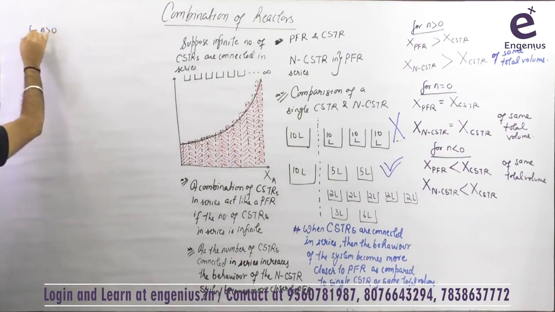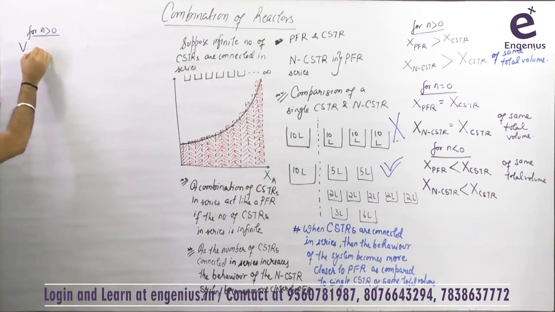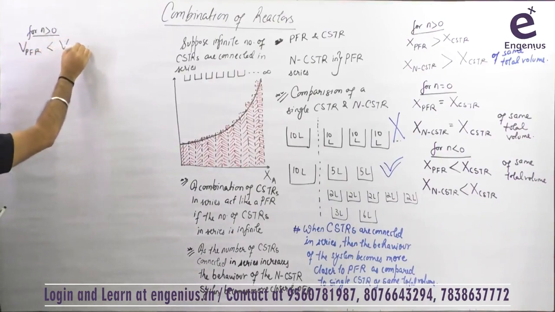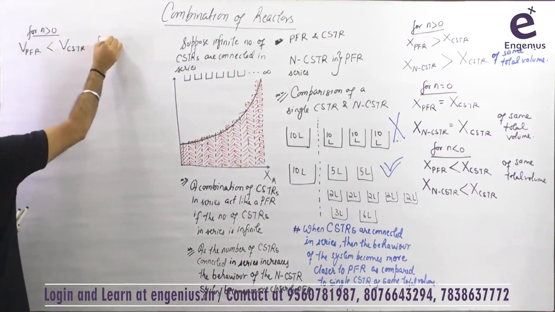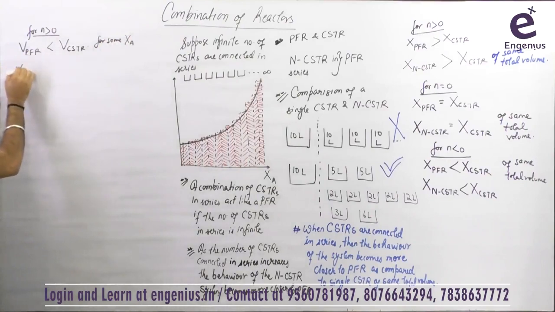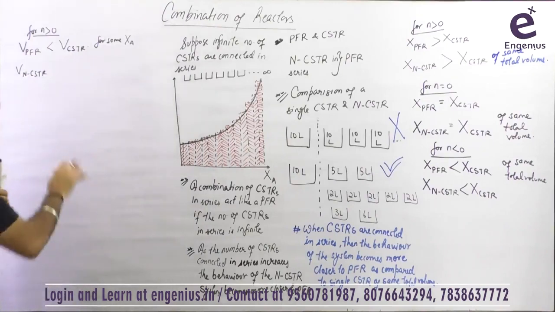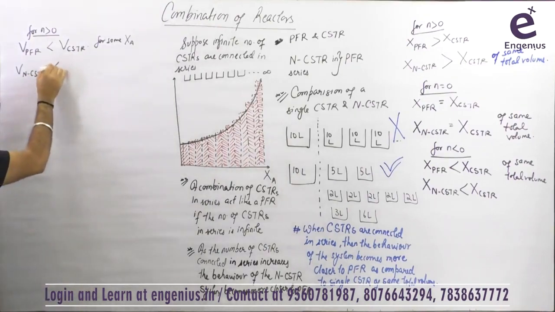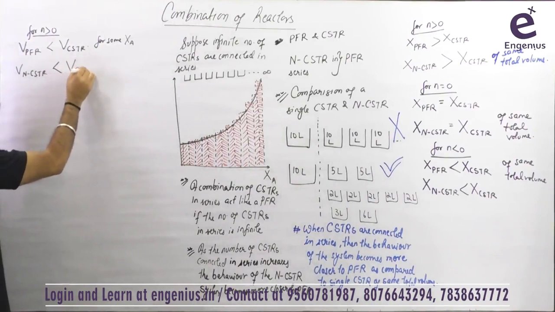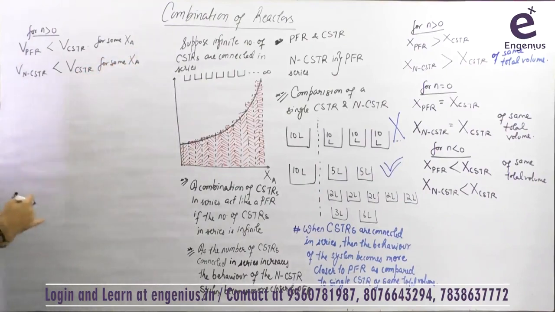For n greater than zero, what we have studied is that volume required by a PFR, because PFR was suitable, right? And suitable means volume should be less, is less than the volume required by a CSTR for same conversion. So what is the meaning of PFR here? Volume of n CSTR. And please note, when I'm talking about volume of n CSTR, I'm talking about combined volume, means V1, V2, V3, everything, okay? Volume required by n CSTR is definitely less than volume required by single CSTR for same conversion. This is how you can make more and more conclusions from same discussion.